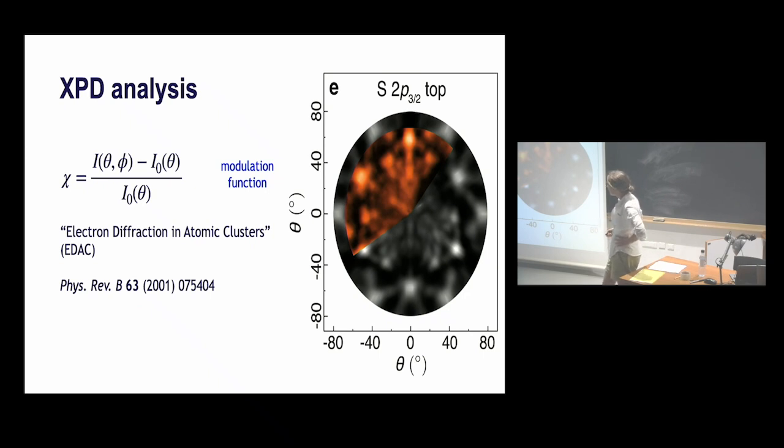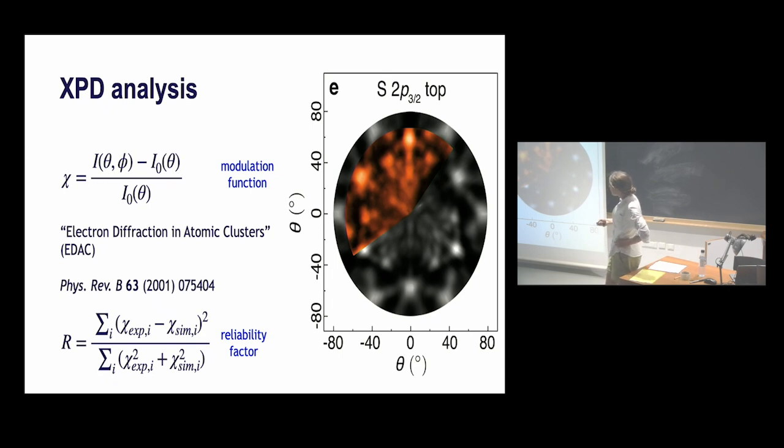So the basis of the simulations is this electron diffraction in atomic clusters package, which was first described in the early 2000s. Using this, we simulate several test structures, and then we compare in each case the measured modulation function to the simulated one, quantifying in each case the divergence with the so-called reliability factor, which is basically a normalized divergence of the two modulation functions. And then we can vary the parameters in a controlled way, and through a gradient descent approach, force the simulation to eventually converge to the actual measurement.